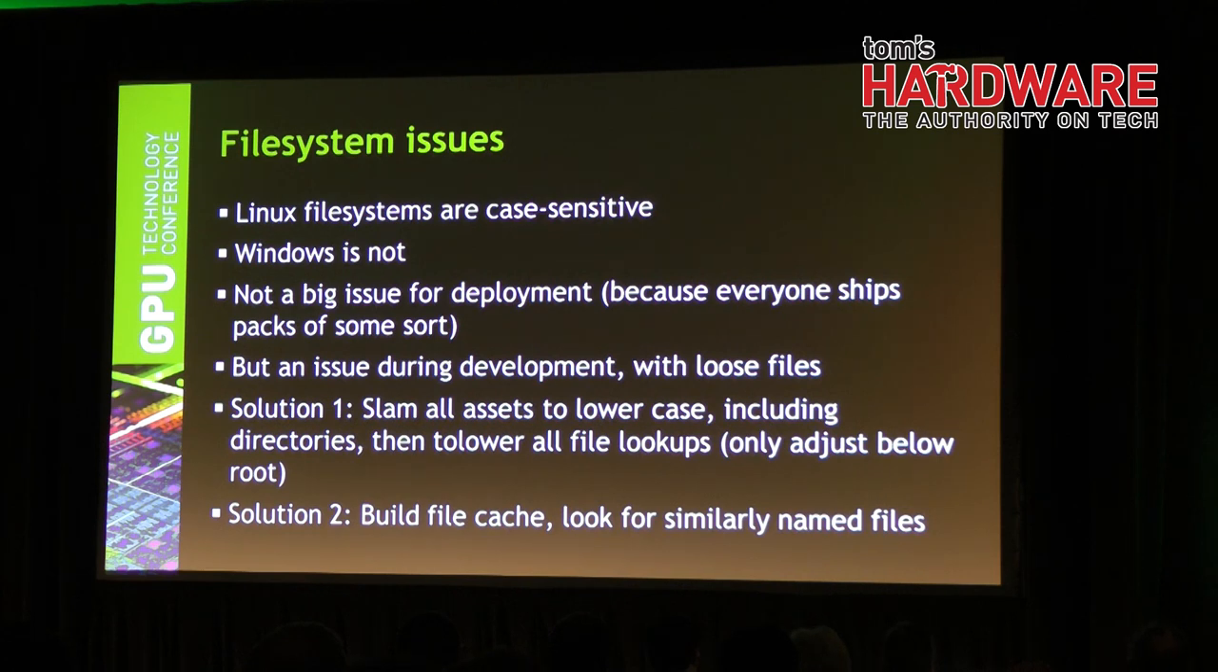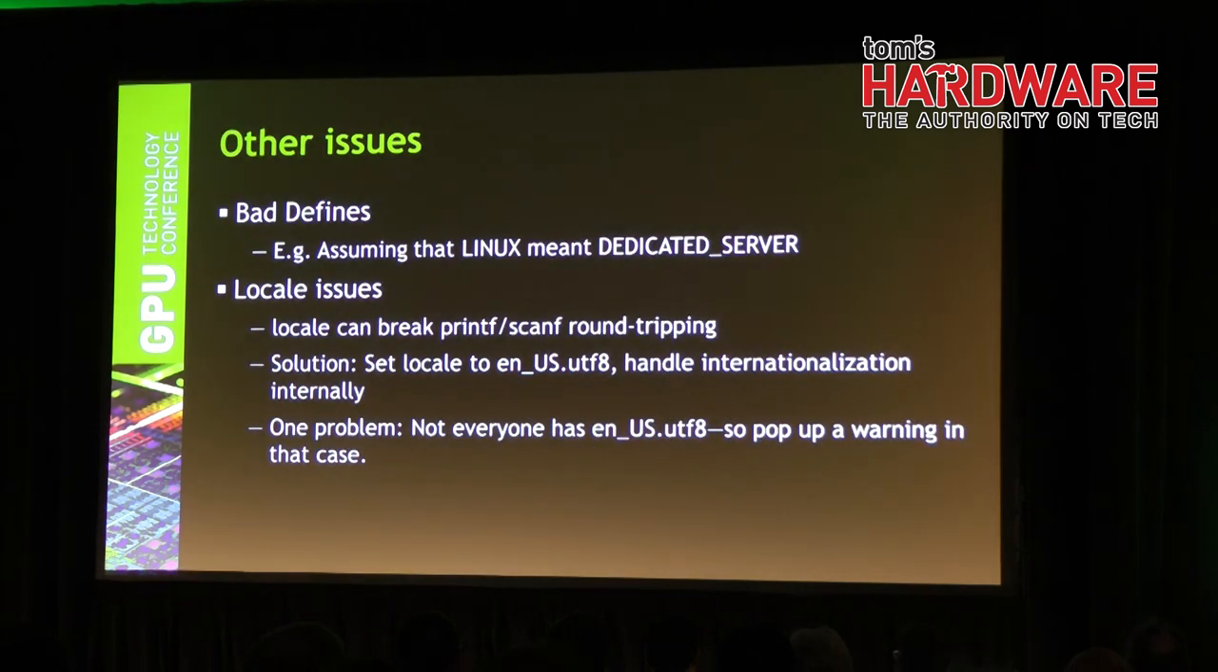One was to just, when you're doing a lookup, blast everything to lowercase, including directories below your application root, and then slam all your assets to lowercase as well with a script. The other would be to just build a file cache. The first works a little better for dynamic files, the second works just fine for static files.